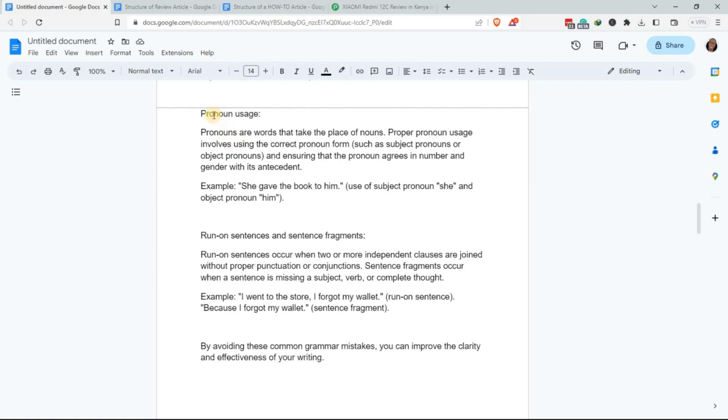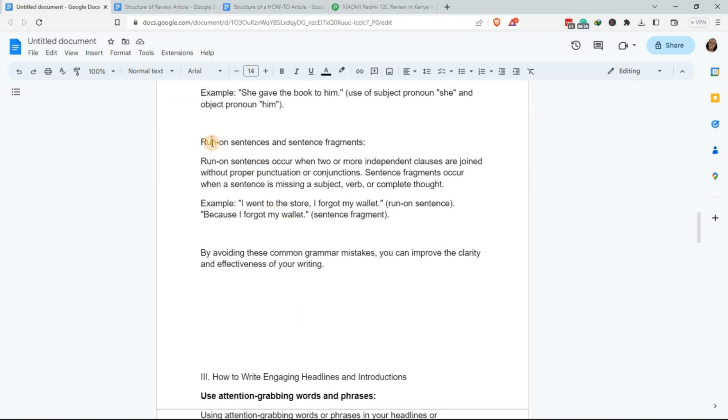Yeah. Then we have pronoun usage. So this is another mistake. Pronouns are words that take the place of nouns. Proper pronoun usage involves using the correct pronoun form, such as subject pronouns or object pronouns, and ensuring that the pronoun agrees in number and gender with its antecedent. So for example, she gave the book to him. So you need to use the subject pronoun she and the object pronoun him. Yeah, she gave the book to him.